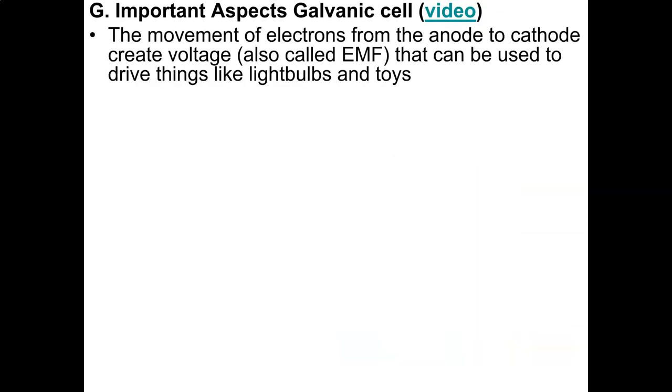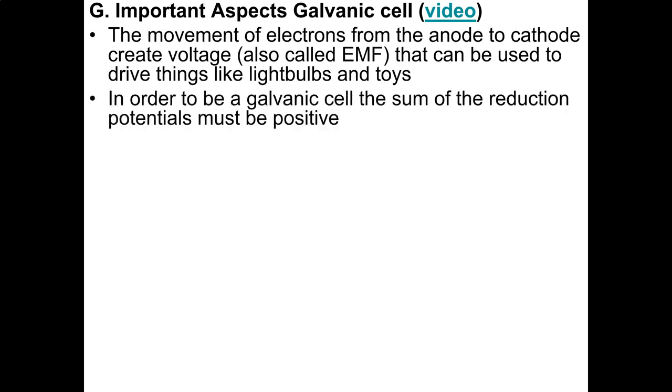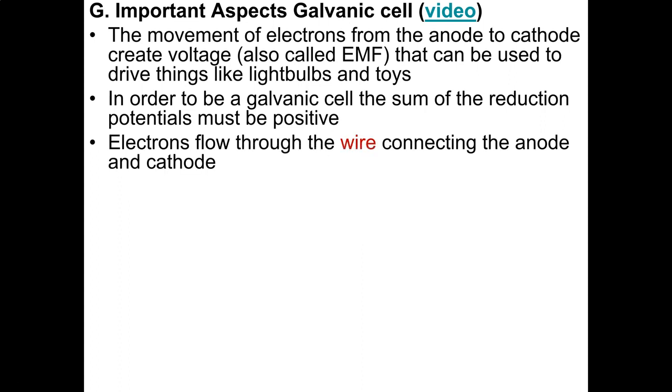All right, important aspects of galvanic cell. The movement of electrons from the anode to cathode create voltage. This is called EMF. I know it's a lot of semantics. They have 5 different words for every concept in this section. God knows why. So EMF and voltage are synonymous. It can be used to drive things like light bulbs and toys. In order to be galvanic cell, the sum of the reduction potentials must be positive. In English, that means when you add your two half cells together and add the voltages together, they will be a positive number. Electrons flow through the wire, not through the solution, through the wire only.